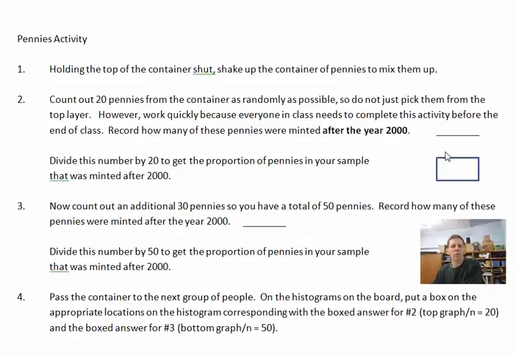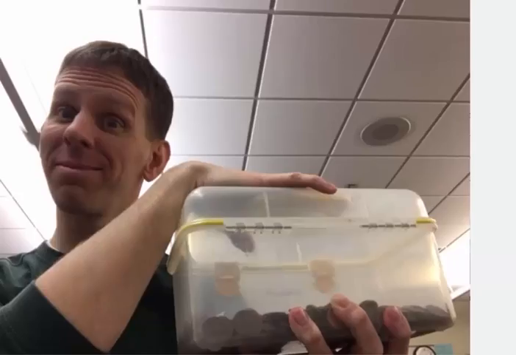You're going to be working with the person sitting next to you, and this container of pennies is going to slowly make its way around class today. You're going to need to work relatively quickly. You can't take more than 5 minutes per group, so make sure that everybody in class gets a chance to do this. The 4 steps are holding the container tight. You're going to shake up the container of pennies to mix them up. Please make sure that you have the hold on the top of the container so that the pennies don't fall out. You don't want to be the person in class that's cleaning up 1,000 pennies today.